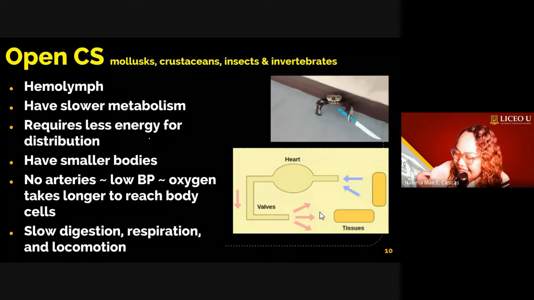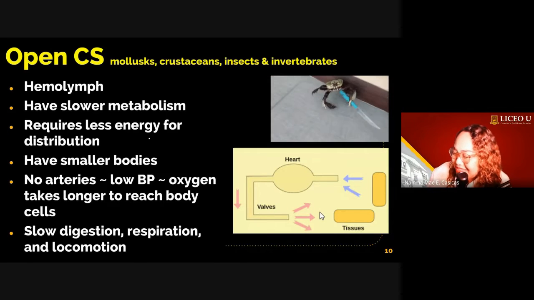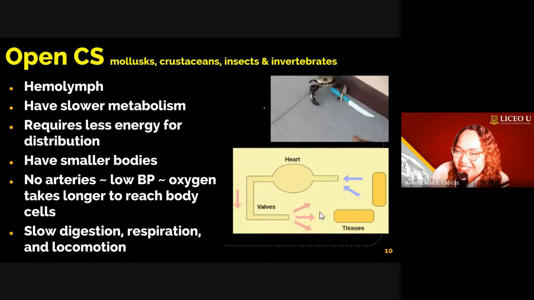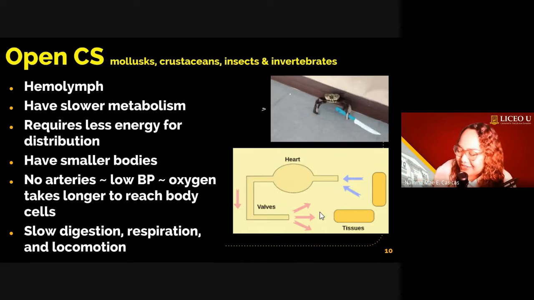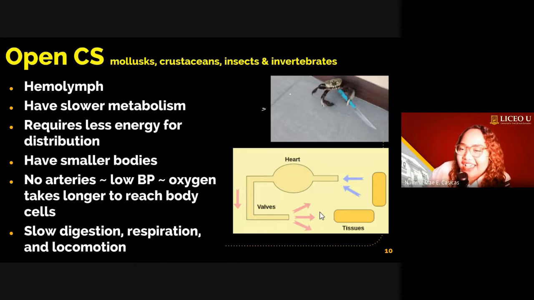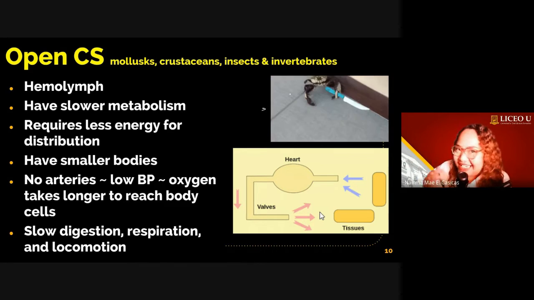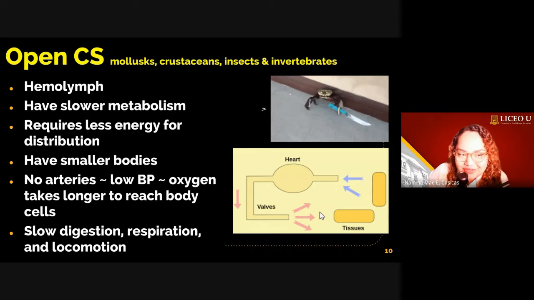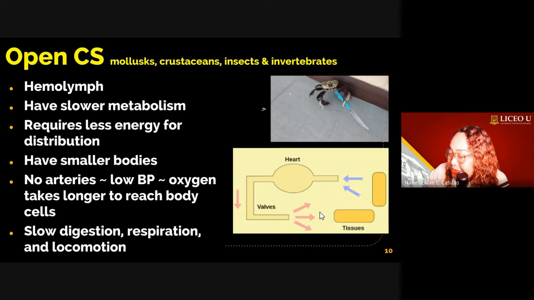Because of their open circulatory system, they would have a slower metabolism. That is why they don't really have complex activities. And also their metabolism is very slow. You know, your crab moves side to side. As Ariana Grande said, side to side. And that is why your lobsters don't have very complex activities. That is because of their circulatory system. And because of that, it requires less energy for distribution.